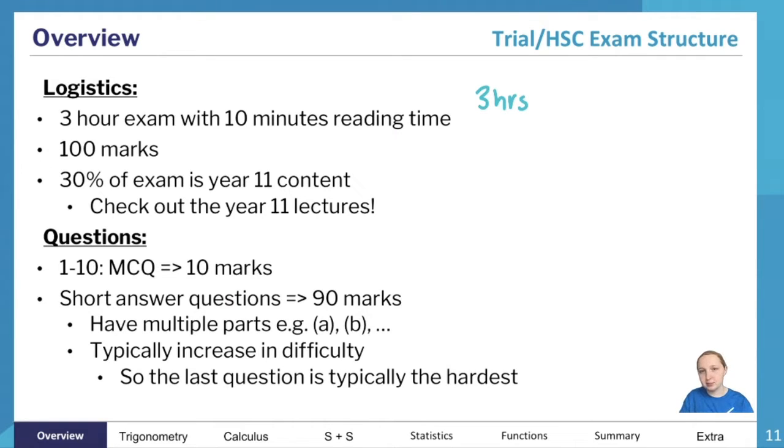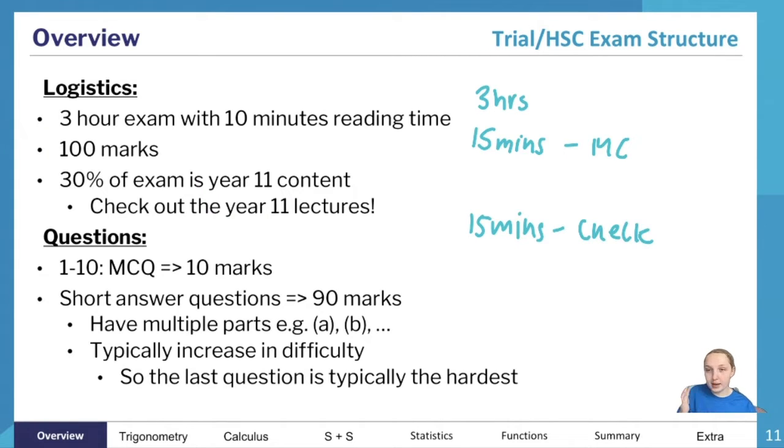First, one of my biggest tips, don't do the multiple choice in the reading time. You're going to think about it too much, and if you spend a little bit too much time thinking about the multiple choice, it's when you start to second guess yourself, and then you're going to pick the wrong answer because you've just spent way too long thinking about it. So don't do the multiple choice in the reading time. I would say allocate yourself about 15 minutes to do the multiple choice. And then I always wanted to have at least 15 minutes at the end to do a check of all my answers. So that leaves you with 2 hours and 30 minutes in the middle to do the actual questions.